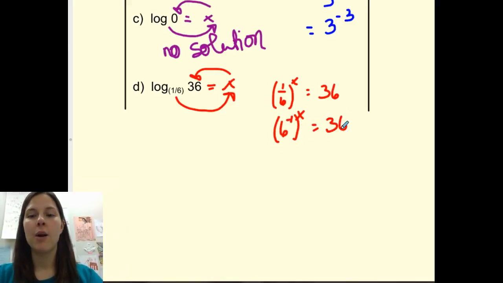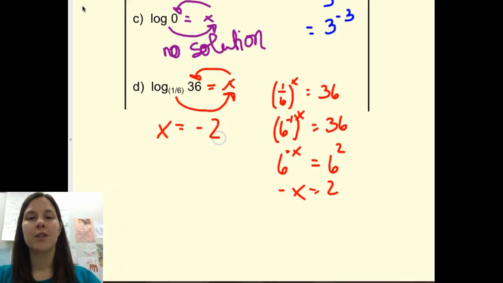And then using my power rule, I'll multiply that -1 by the x. Of course, 36 is 6 squared, so the opposite of x is 2, which means x equals -2. So log base 1/6 of 36 is -2, because 1/6 to the -2 power will flip that fraction and then square it. That'll give us 36.